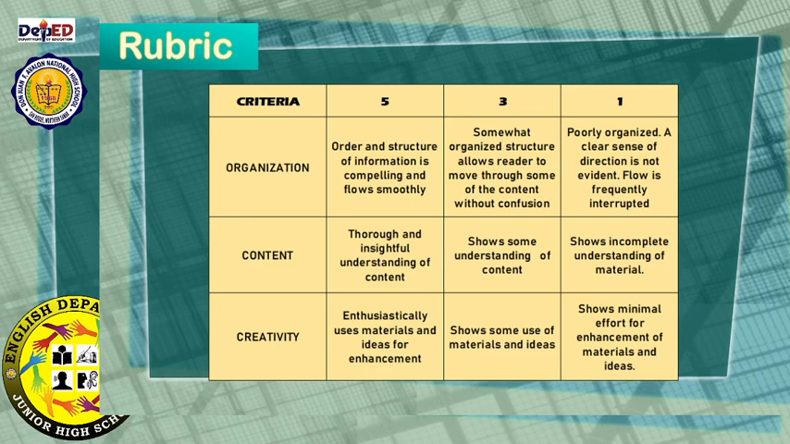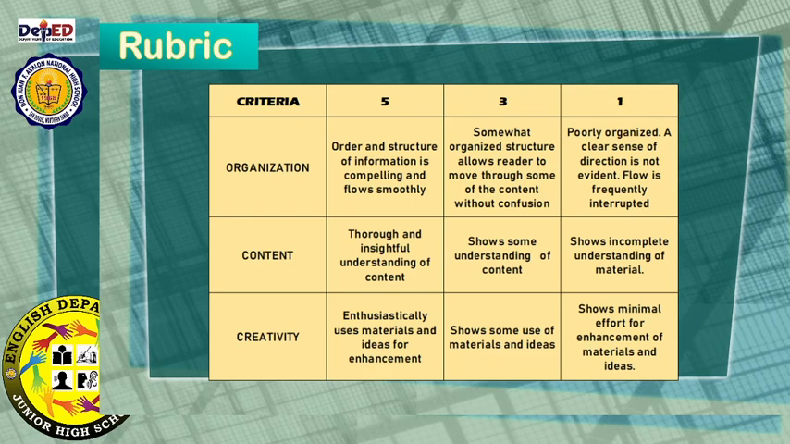For organization, for a score of 5, order and structure of information is compelling and flows smoothly. For the 3 score, somewhat organized structure allows reader to move through some of the content without confusion. For the 1 score, poorly organized, a clear sense of direction is not evident. Flow is frequently interrupted.